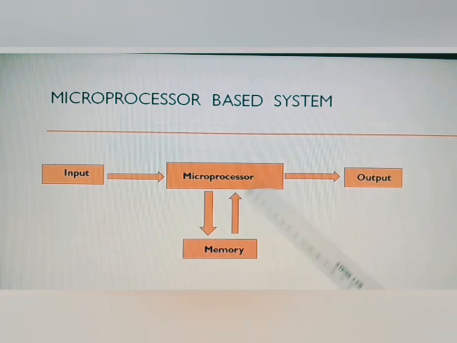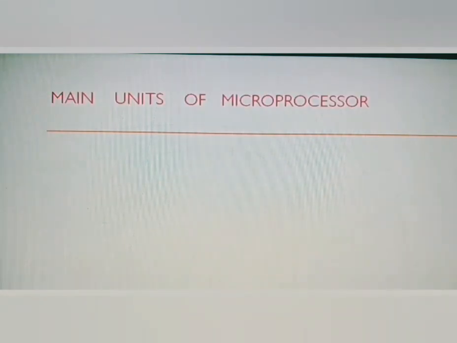So here all processing is done. Here only it has your arithmetic logical unit. All processing is done and it is moved on to the memory. Based upon the instructions in the memory, again it comes back here and then goes to the output for you, whether in the monitor or in the printer. So clear? It is your simple microprocessor based system. Yes, next we are going to see the next one.